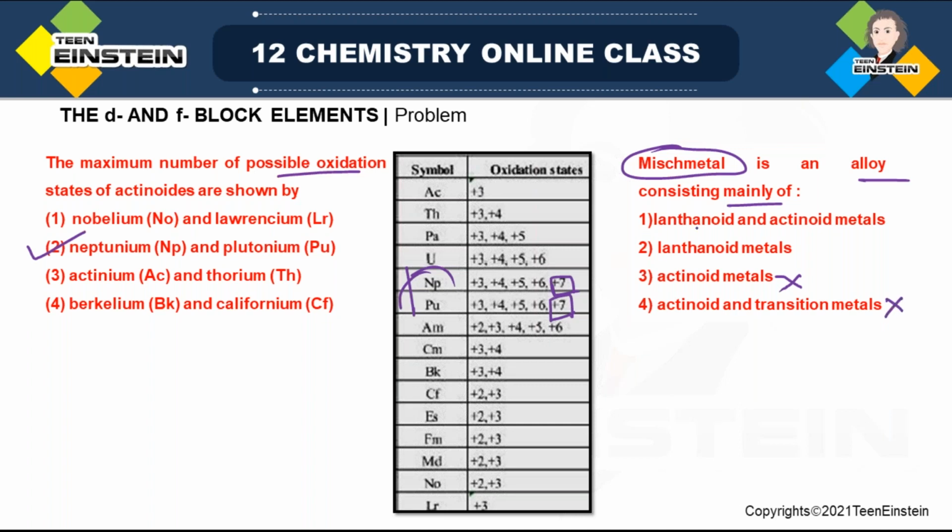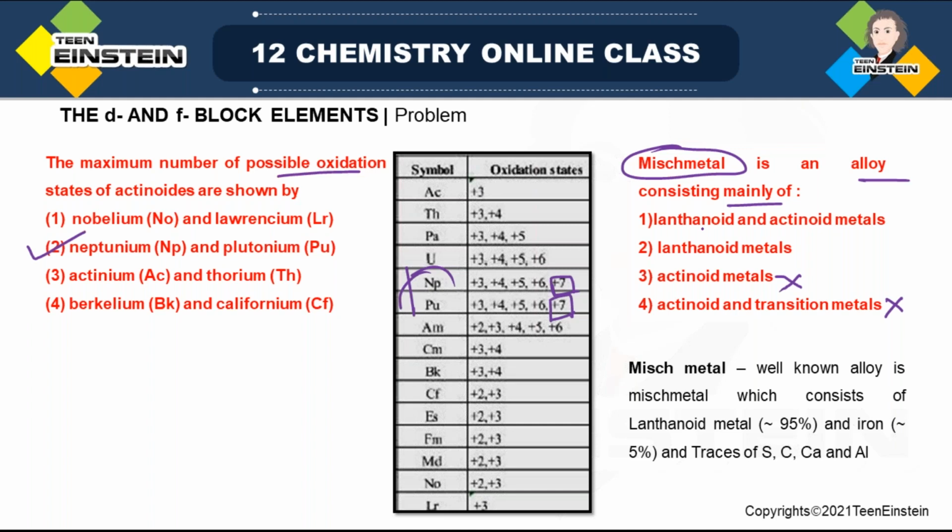Next, we have lanthanide and actinoid together, and in option 2 it is mentioned only lanthanide metal. Now, just have a look at the definition once again. It is a well-known alloy which consists of lanthanide metals around 95%, and in the rest 5% there will be iron and traces of all these elements, non-metals as well as metals. But mainly it consists of lanthanide, and here there is no mention of actinoids. So option 1, which mentions actinoid, is also not correct. So only one option is left, which is this one. Any doubt in these two problems?